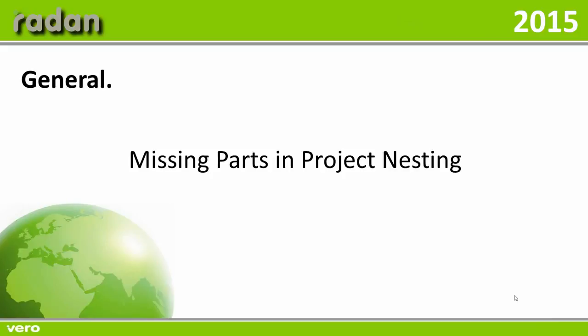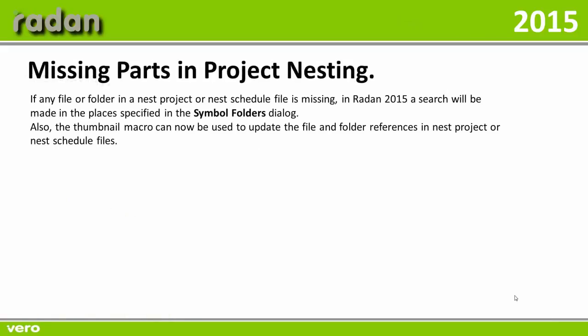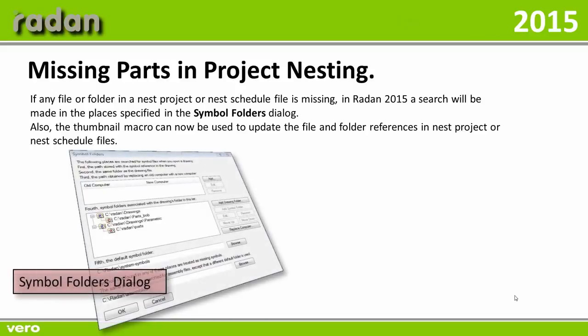Missing parts in project nesting. Now some of you may have found that after a server move or a system crash, when you open up a project nest, you get missing symbols. So what we've done in Radan 2015 is enhanced the symbol search dialog to include project nesting. So now if you open up a project and symbols are missing, then the system will automatically look in your symbol search folder to see if it can locate those symbols.